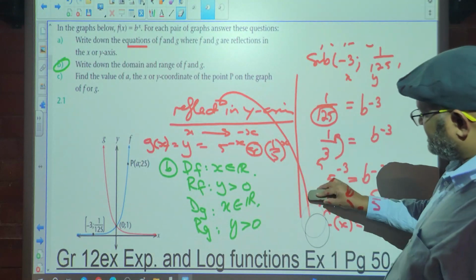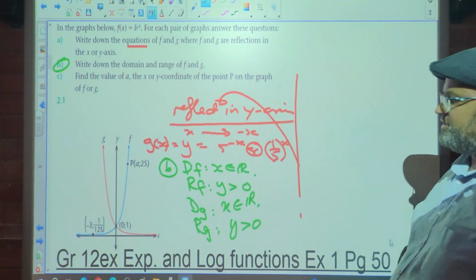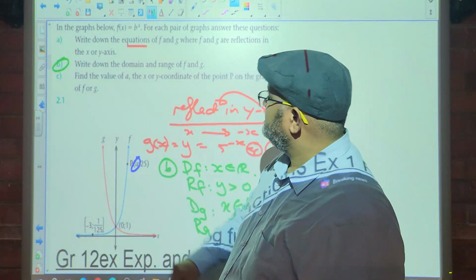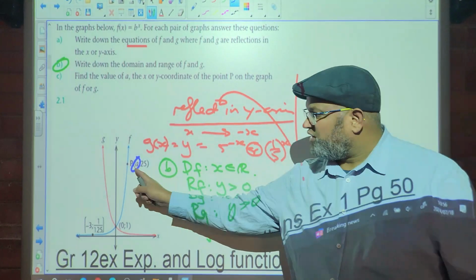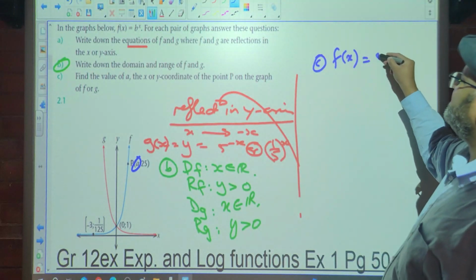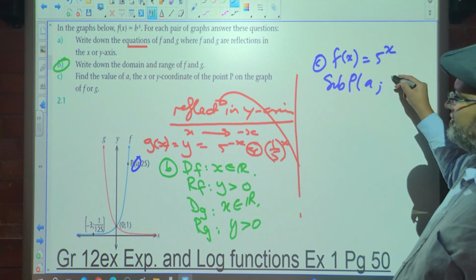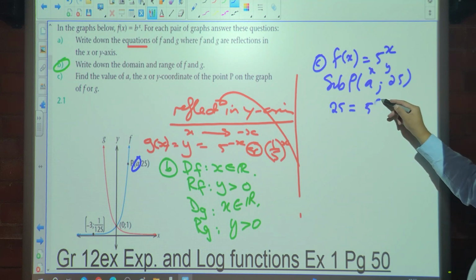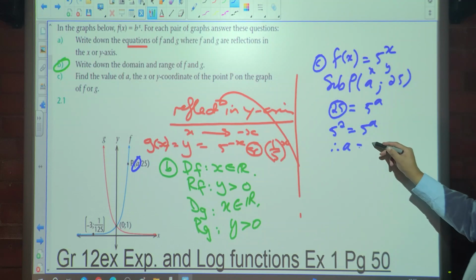Right, let's go to the next part of the sum. The next part of the sum says, find the value of a. So there is a, the x coordinate of point P on the graph of f. So that is on the graph of f, so I can only use f's equation. So f of x is equal to 5 to the x. So what I do is I substitute P, which is a at 25. So 25 is equal to 5 to the a. So 25 can be written as 5 squared. So therefore a is equal to 2.